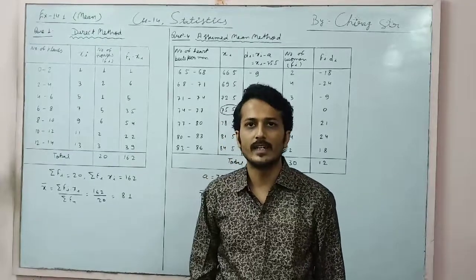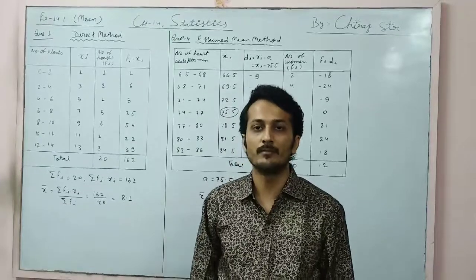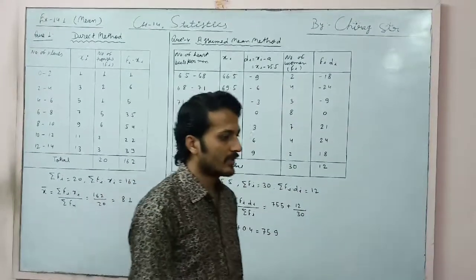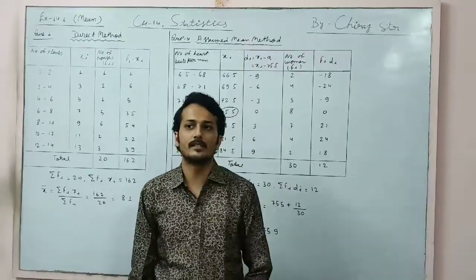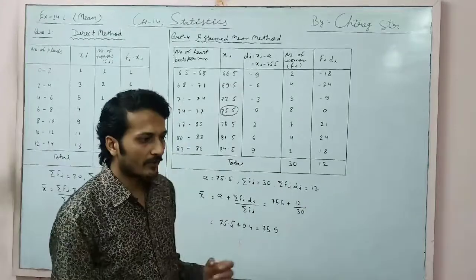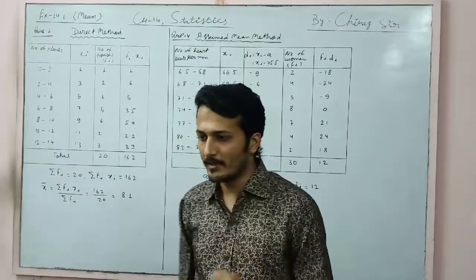Hello students, in this video we will discuss chapter 14 exercise 14.1 which is related to mean. In the previous classes we have learned that for the raw data mean is sum of observations upon number of observations, and for the grouped data we have three methods to find the mean.